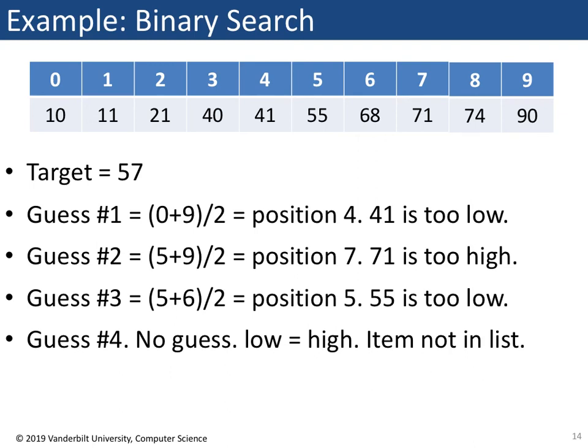But notice how much better we can do by using binary search. So the first location we're going to look at is the very middle. So the middle in this case is min plus max divided by 2. So element 0 plus element 9 is 9, divided by 2.